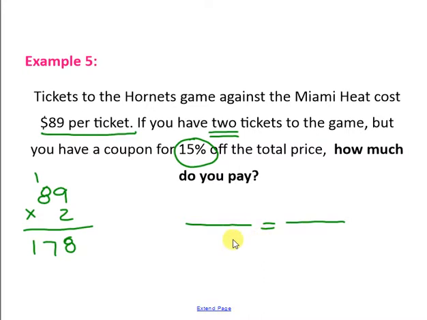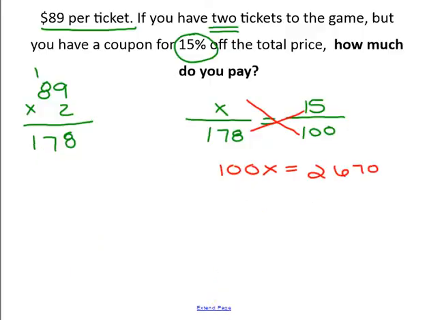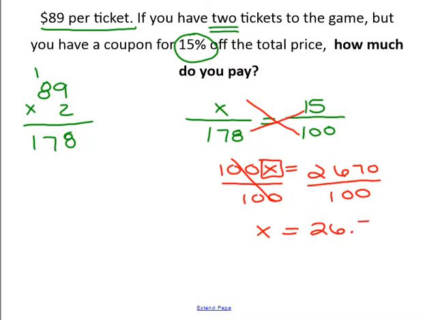Now I can make my proportion. 178 is the whole. I need to figure out the discount. 15% goes over here, and that's always over 100. I'm going to cross multiply. 100 times X is 100X, and then 178 times 15 is going to be 2,670. I'm going to box my variable, divide both sides by 100. This is going to cancel. X equals, when I do this division, I'm going to get 26.7.